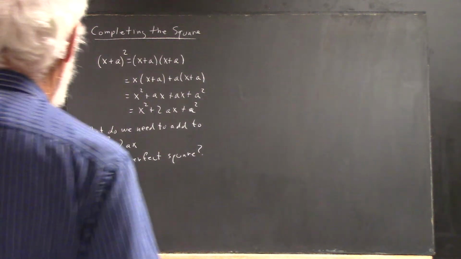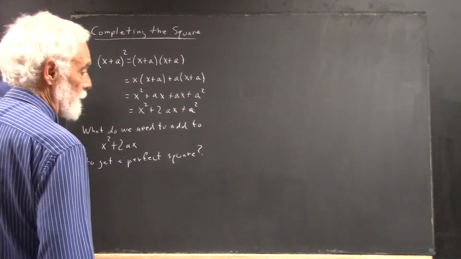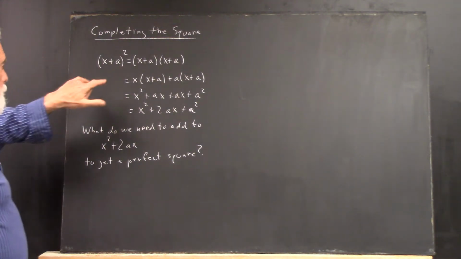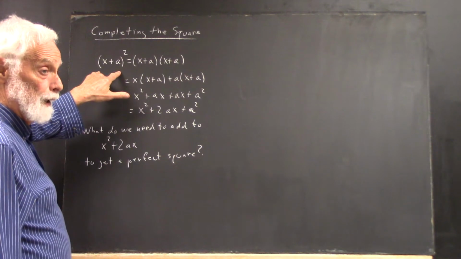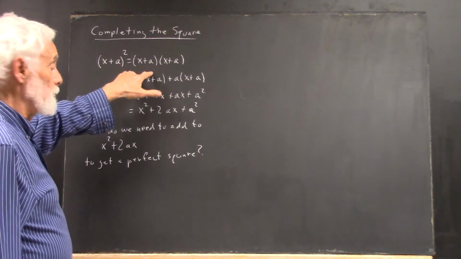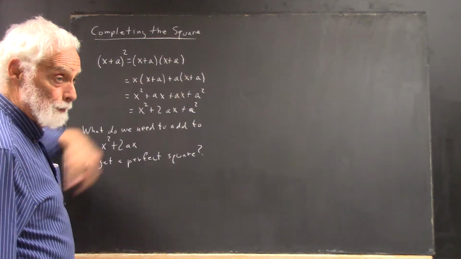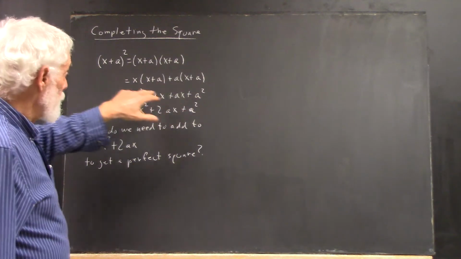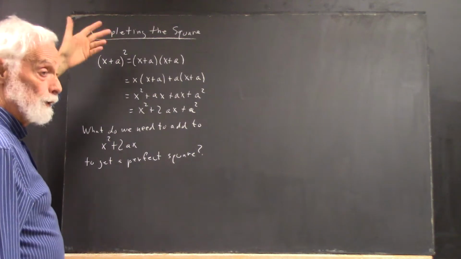Okay, I want to talk about completing the square. Let's just start with the fact that if we square the binomial x plus a, that means, of course, multiply x plus a times x plus a. That means we write this out according to the distributive law.